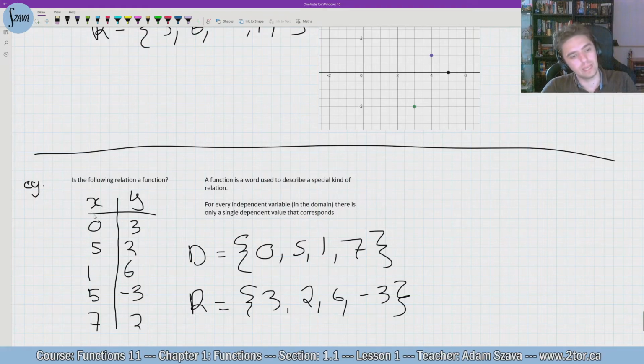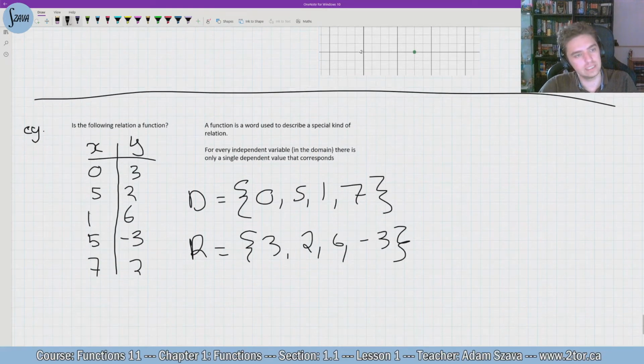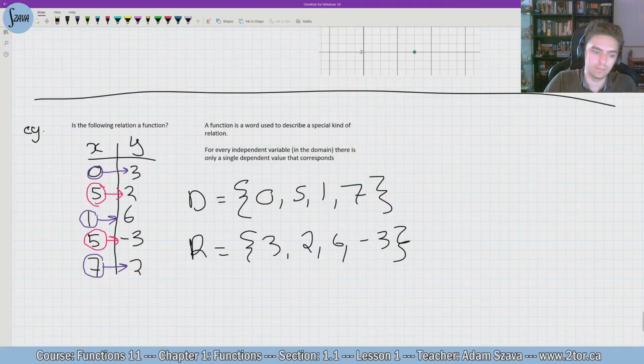Is there a single dependent value that corresponds from every independent value? Okay, let's look at 0. The corresponding y value to 0 is 3. The corresponding y value to 1 is 6. The corresponding y value to 7 is 2. What's the corresponding y value to 5? Both 2 and -3. That's an issue. So independent value 5 has a corresponding y value of 2 and also -3.